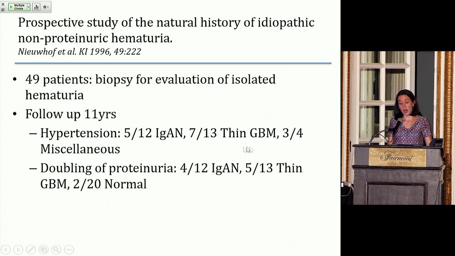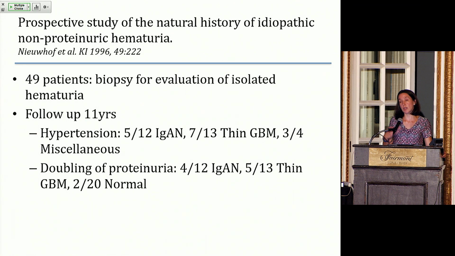It was seen in about half of the patients with thin basement membranes, and most of the patients that had some other diagnosis on their biopsy. And similarly, increase in proteinuria in about 4 out of 12 of the patients with IgA, about half of the patients with thin basement membrane, and very few of those who were normal.